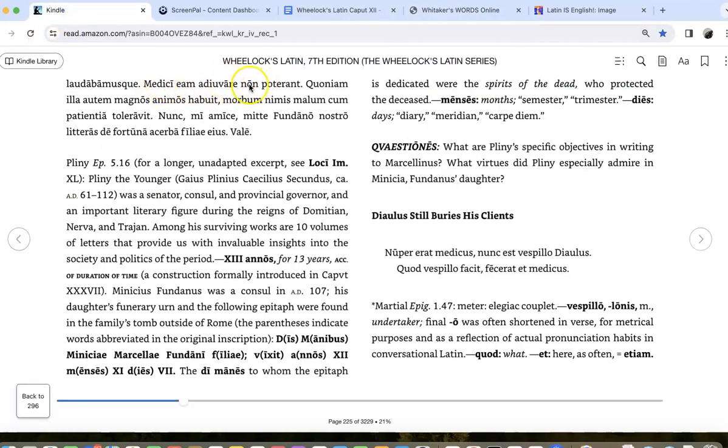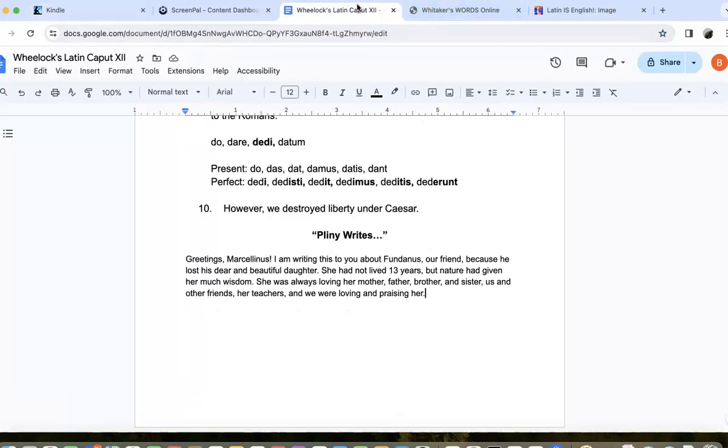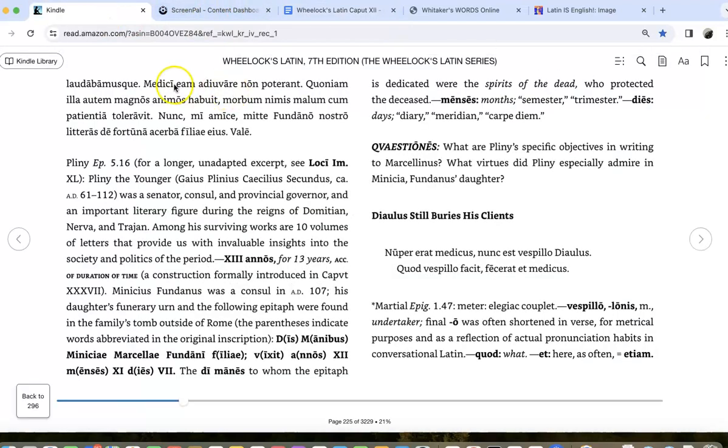The doctors were not able to help her. So let's take a look at this one. The medici, the doctors, were not able, non poterant, to help. There's our infinitive, her.